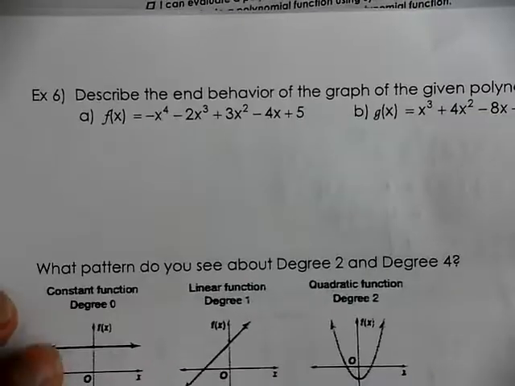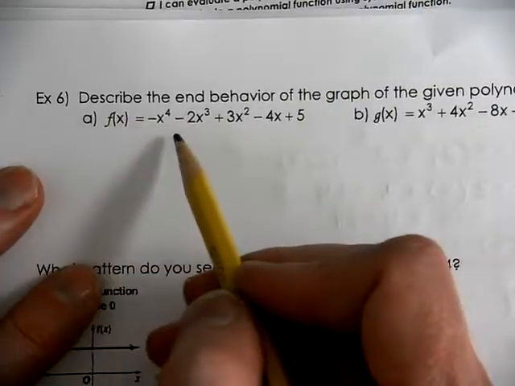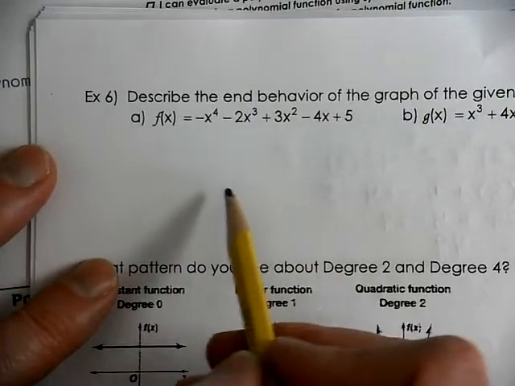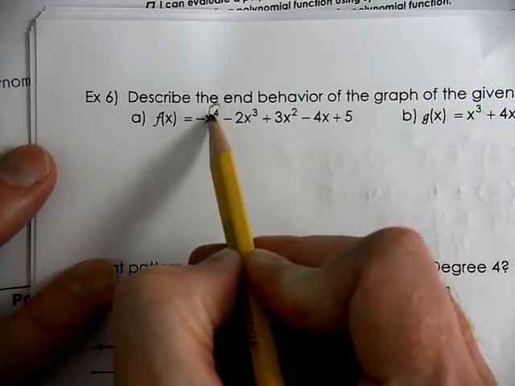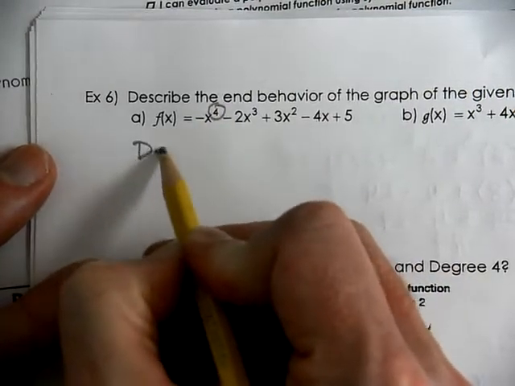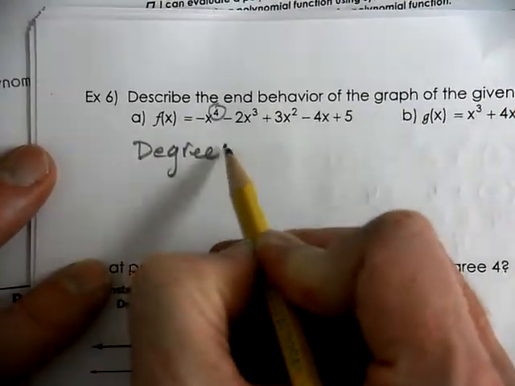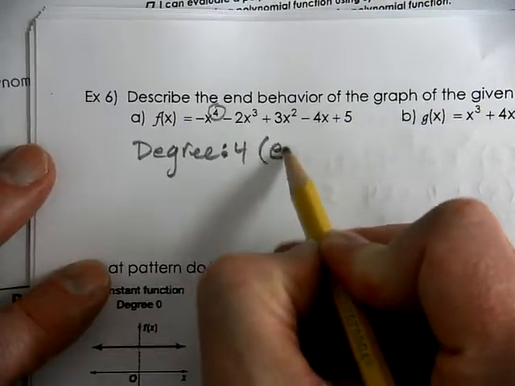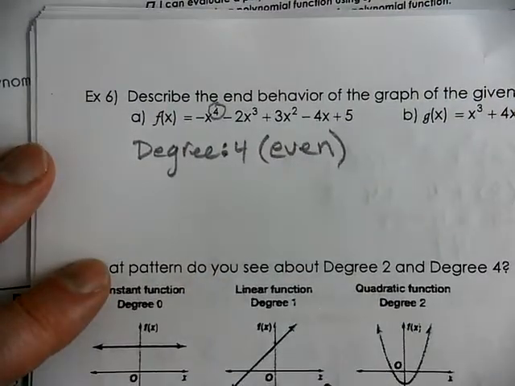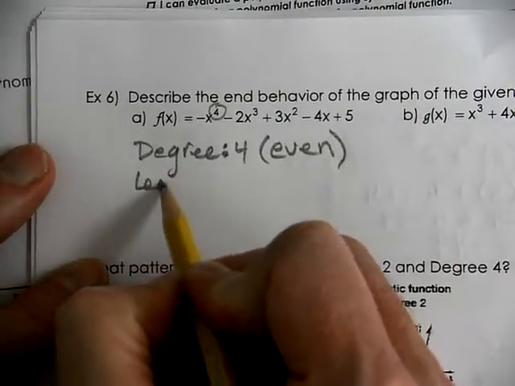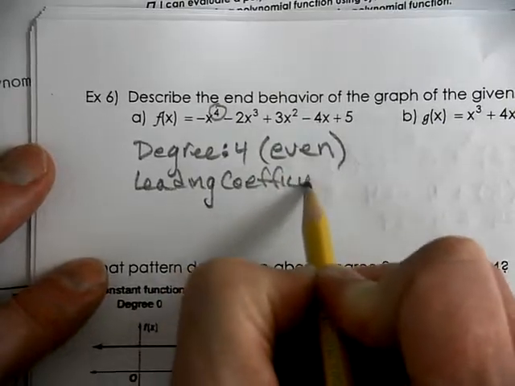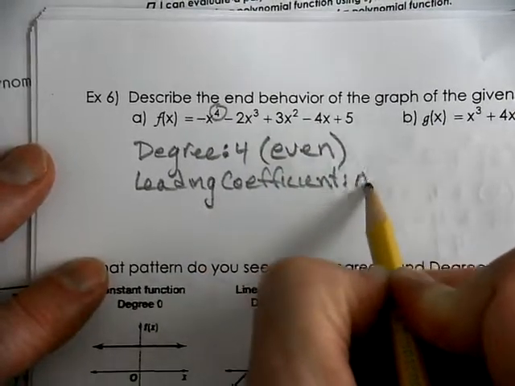Last page. So what are the end behaviors here? Well, let's take a look at what we have. We have a degree of 4. The degree is 4. More importantly, it is even. It's an even degree. The leading coefficient is negative.